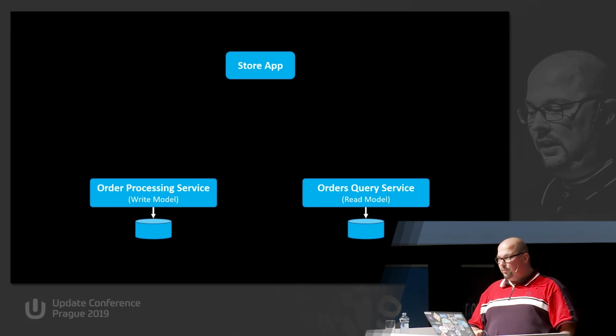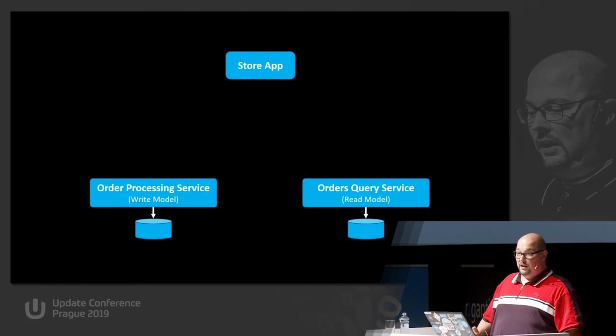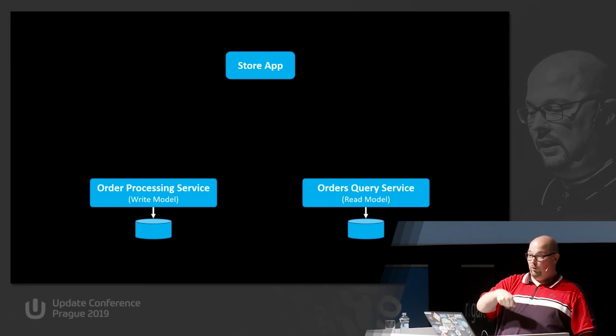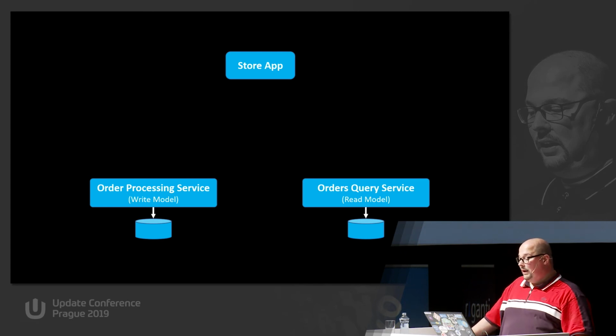So there are basically three running parts here. I have the store application, which I as a user can use to order books. I have an order processing service. This will process all the orders and put them in what I call the write model. So this is basically my log of all the orders that I have. And I also have a query service, and this will create the read model, which I can use to query and look at my orders. These services will be used from the store app.